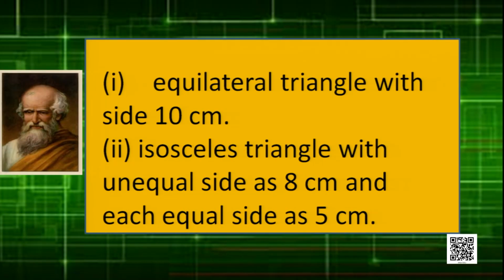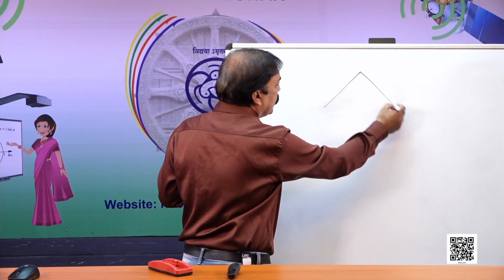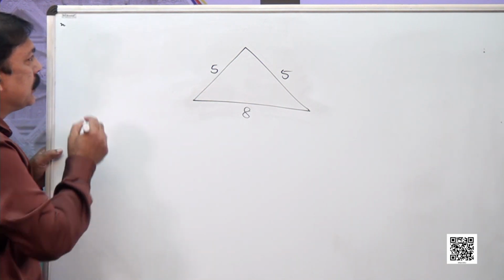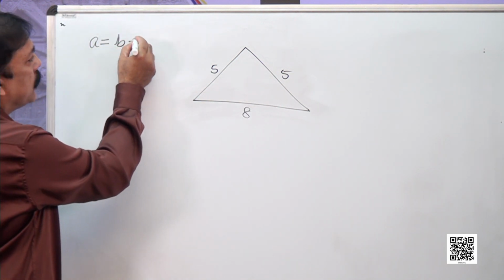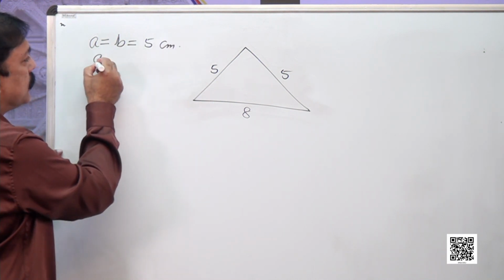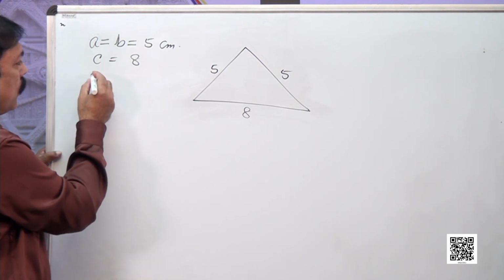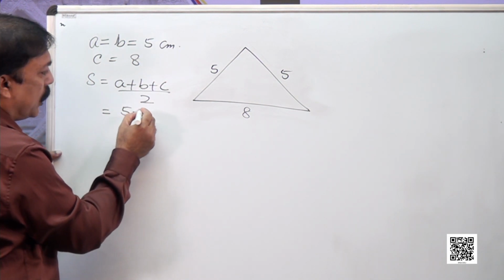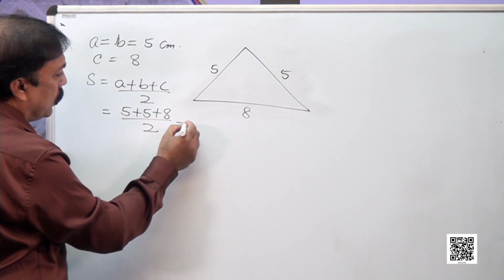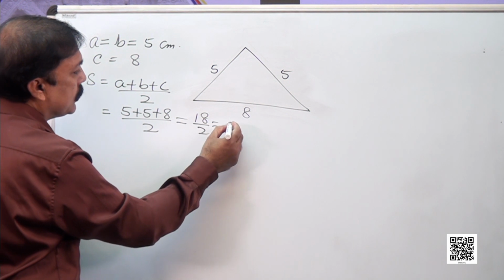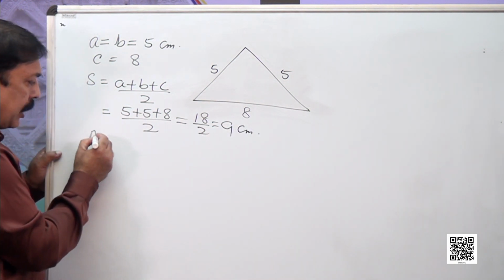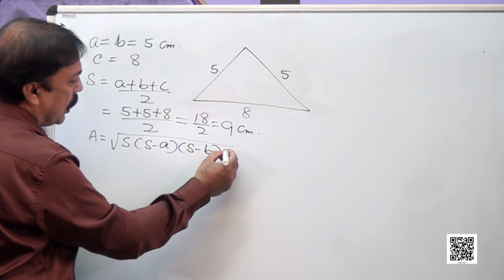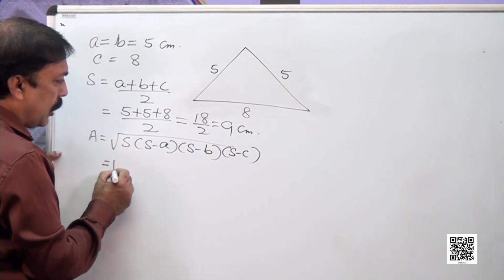As we discussed about the isosceles triangle, this is the isosceles triangle with 5 centimeter two sides and the third side is 8. So A is equal to B is equal to 5 centimeter and C is 8 centimeter. So S is equal to (A plus B plus C) by 2, that is (5 plus 5 plus 8) by 2. So here it is 18 by 2, that is 9 centimeter. And what is the area? Area is square root of S into (S minus A) into (S minus B) into (S minus C).